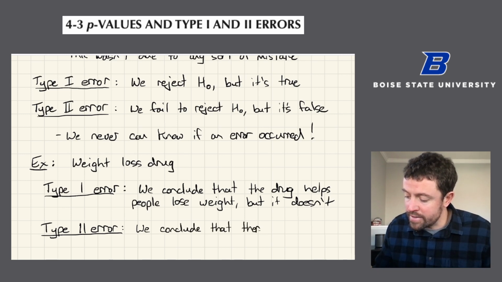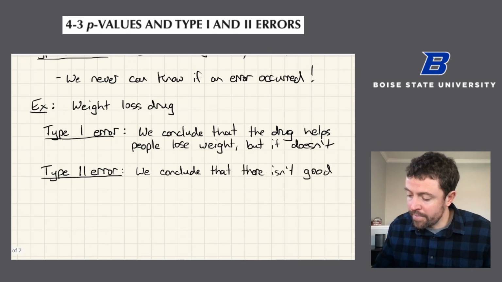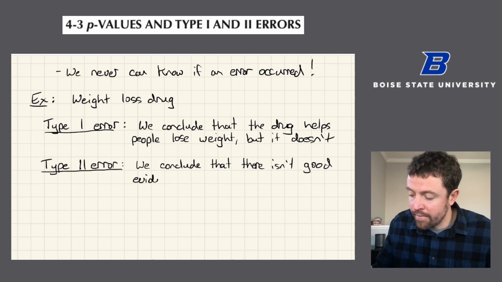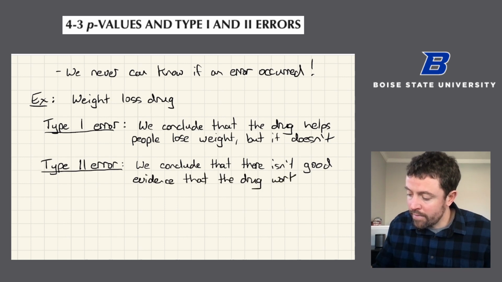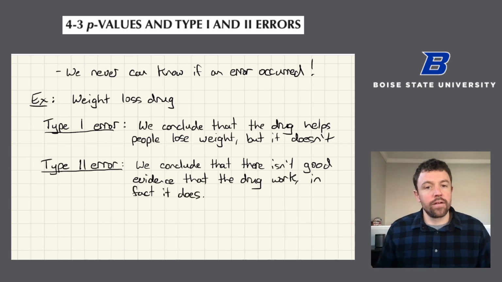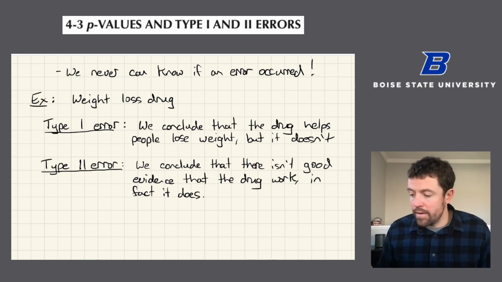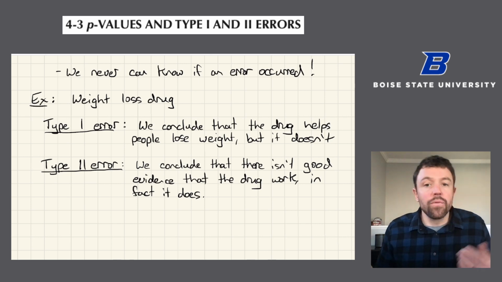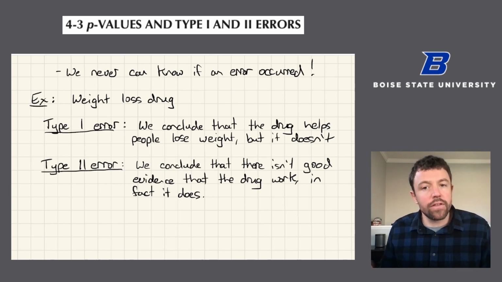So we conclude that there isn't good evidence that the drug works. And in fact, it does. Right? That is, we fail to reject the null hypothesis, but in fact, we ideally would have rejected the null hypothesis. Now, we should have. We did everything right. It's just our sample didn't match up with the population.